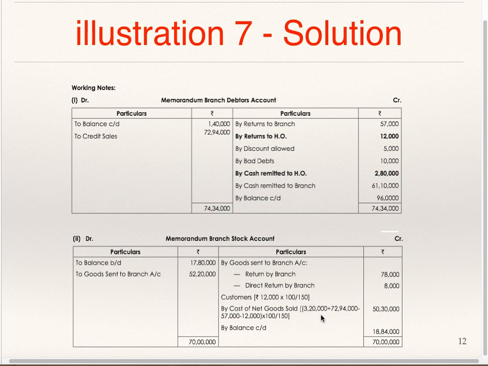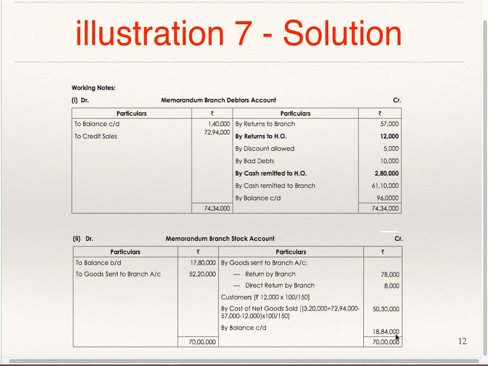Cost of goods sold: cash sales plus credit sales minus 57,000, return by customer to branch, minus 12,000, return by customer to head office. So these are net sales. Cash sales plus credit sales minus return inward by customers to branch as well as head office, divided by 150 into 100 is the cost price. Balance carried down.